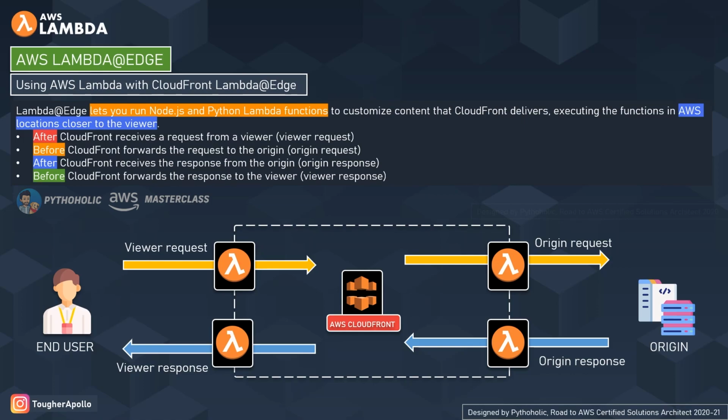And the function doesn't get executed in the following cases. So the first one is when the origin returns an HTTP status code of 400 or higher, and a custom error page is returned, or when the response is generated from a function that was triggered by a viewer request event, or when CloudFront automatically redirects an HTTP request to HTTPS. So it's basically when the value of the viewer protocol policy is redirected from HTTP to HTTPS.